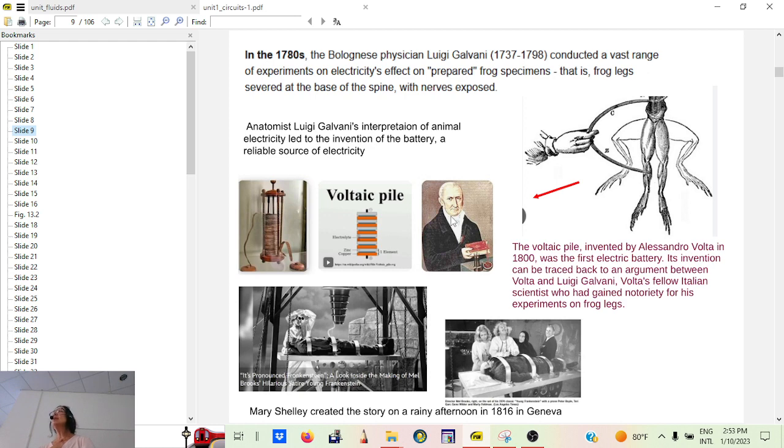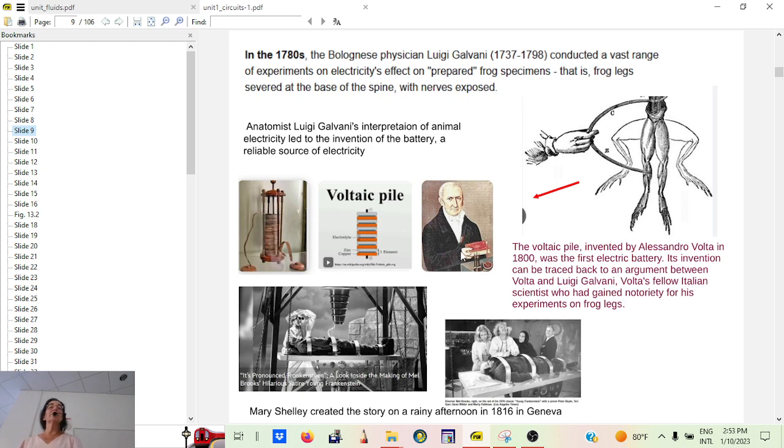Alessandro Volta was French, even though he has an Italian name, he lived in France. He was even knighted by Napoleon. You know Napoleon, right? He became Count Volta, and he's the one who understood how to make the first battery, right? And he built one.